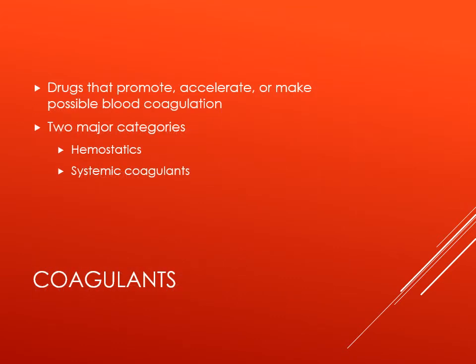Now we're going to start talking about some things that are going to be more relevant to you guys in surgery. The first type of medications we're going to talk about are coagulants. These are drugs that promote, accelerate, or make possible blood coagulation. They typically fall into two major categories: hemostatics and systemic coagulants. Hemostatics are going to be topical agents almost used exclusively in the surgical setting, so you guys will become really familiar with these. When you guys did your first set of drug cards, you were kind of introduced to some of these. And then systemic coagulants are generally going to be used in the medical setting, so not necessarily in surgery.